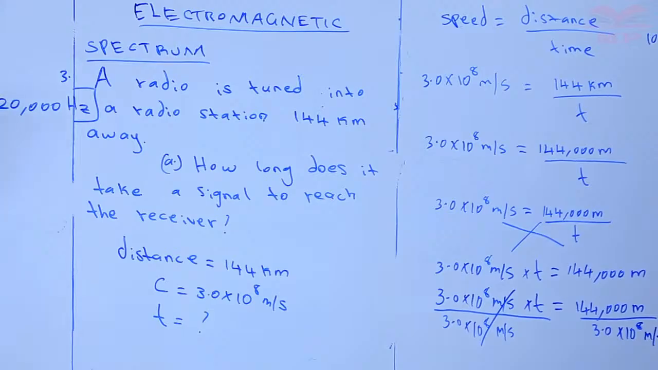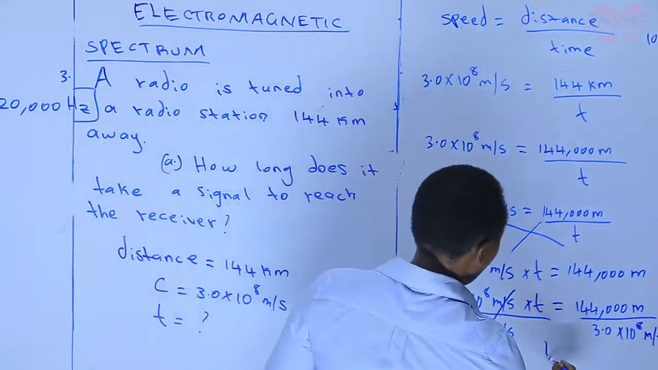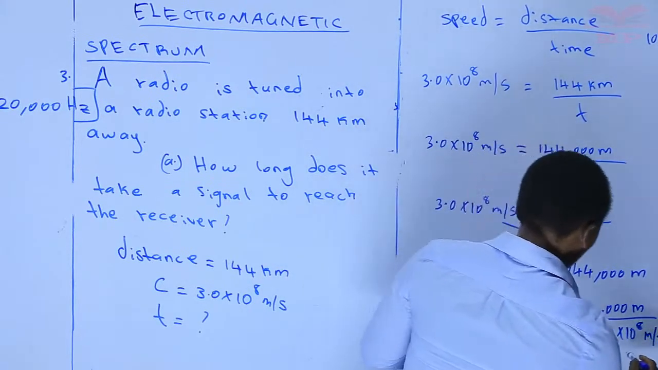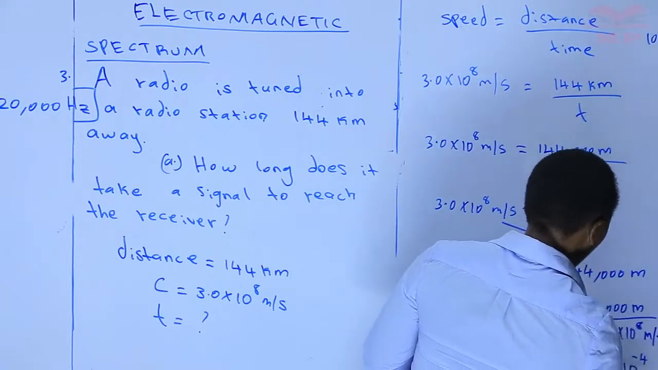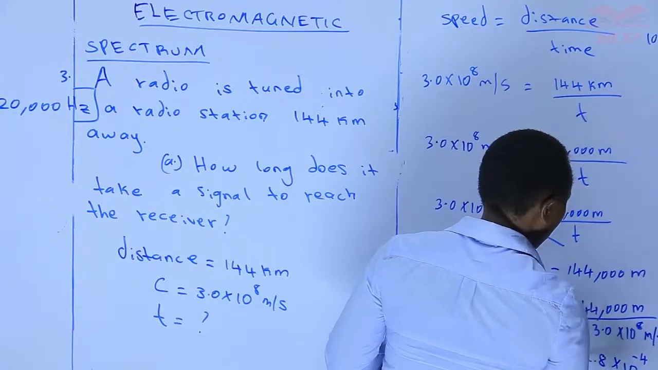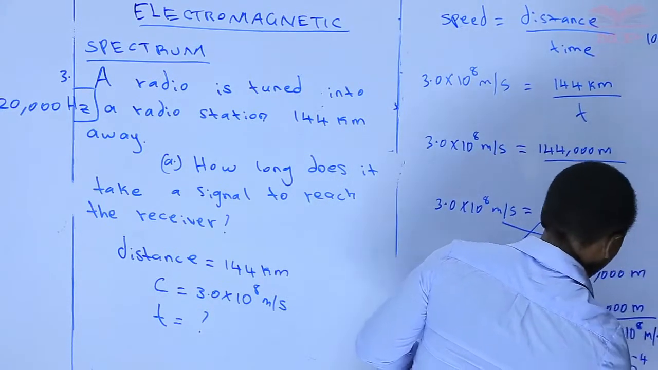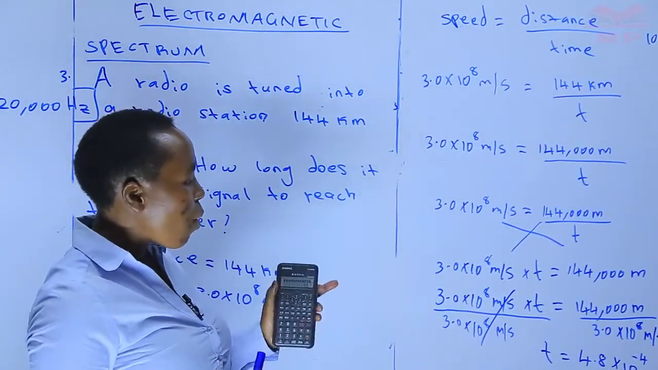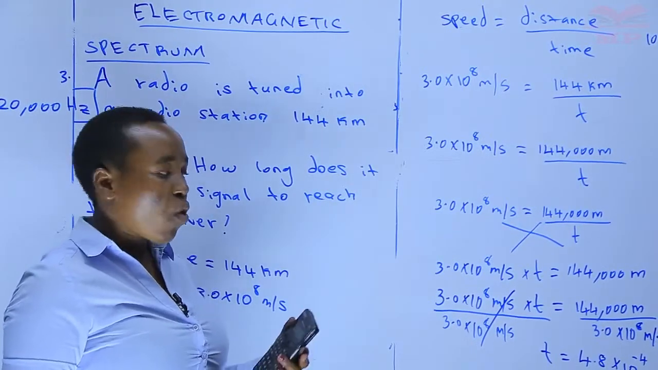We have 144,000 divided by, sure you open the bracket, 3 times 10 power 8. So what do you end up getting? So we end up getting that our t, which is now the time, is 4.8 multiplied by 10 raised to power negative 4. This is time, and the meters is going to cancel. So we have seconds. Just a very short time. It takes a very short time. 4.8 times 10 power negative 4 seconds.